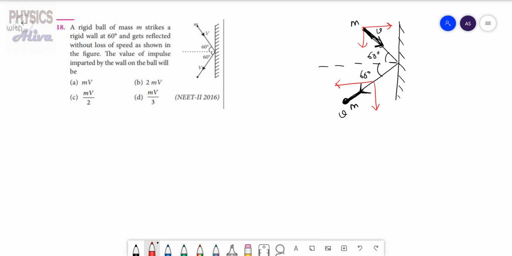Okay, if this angle is 60°, this is the alternate angle, this must be 60. If this angle is 60°, this is the similar angle, this must be 60. So this is mv cos 60, the name of the component, and this is mv sin 60.